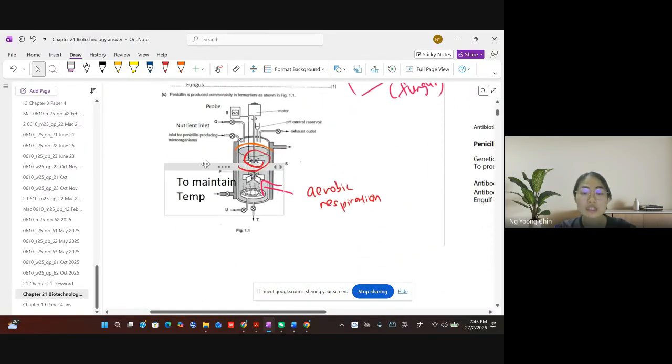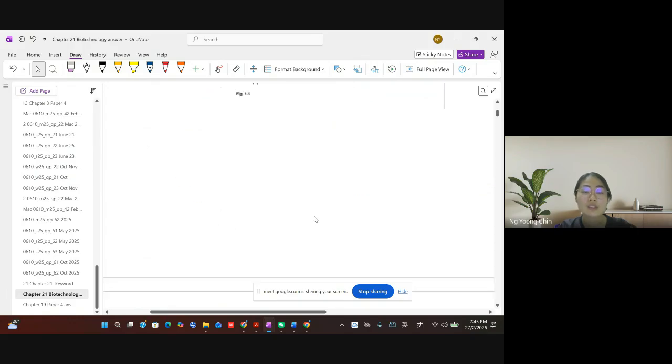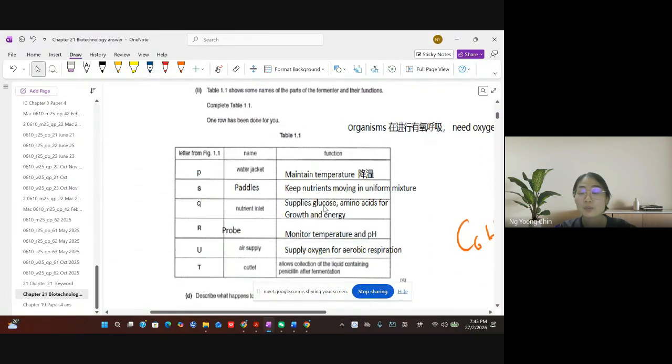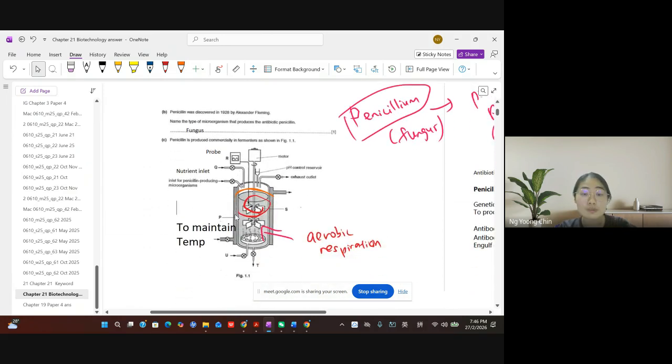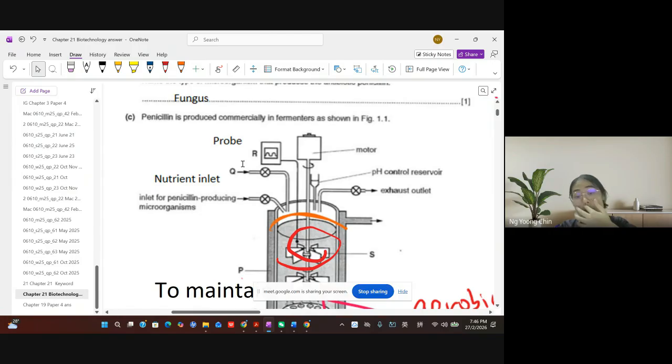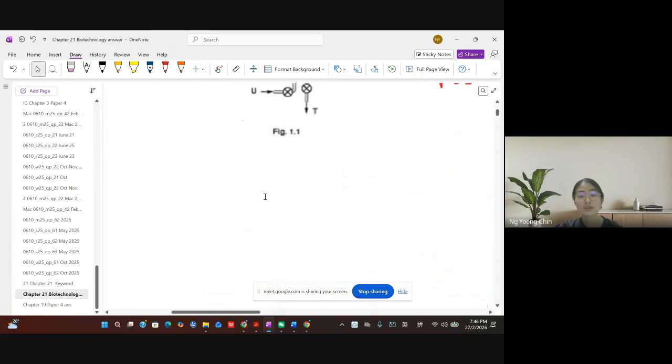Okay, so P is what? Yeah, P is a water jacket, right? This water jacket can help to maintain the temperature. And then Q is a neutral inlet. So where is it? This is Q. Okay, this is a neutral inlet. Can you see? This neutral inlet is actually the hole, so that the water can come inside.